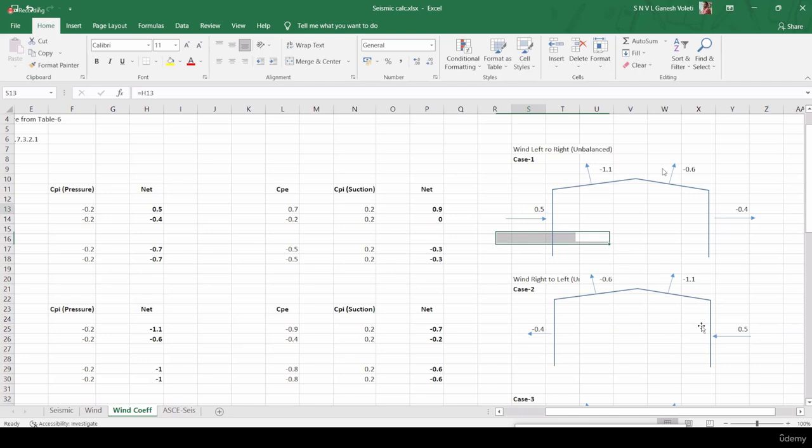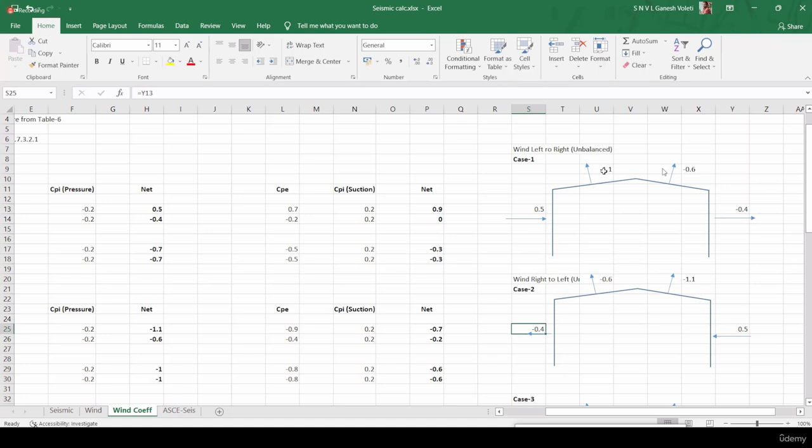Nothing but this coefficient will come here. This is also acting towards the surface here, and this is also acting towards the surface here. But wind is flowing left to right in the first case, and wind is flowing from right to left in the second case. So these coefficients will be changed. If it is on the A surface here, it will come to the B surface. If it is on the B surface here, it will come to the A surface.